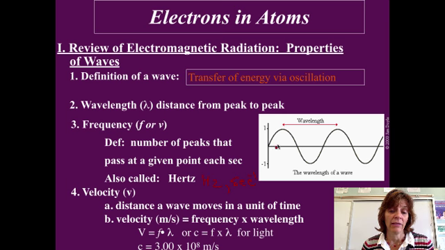The velocity of a wave is defined as the distance a wave moves in a unit of time, and its velocity is frequency times wavelength. So if you take frequency, which is cycles every 1 second, and multiply it by the distance of a cycle, then you get the distance, meters per second. For light, the V is substituted with a C, as 3.00 times 10 to the 8th meters per second. Really fast.